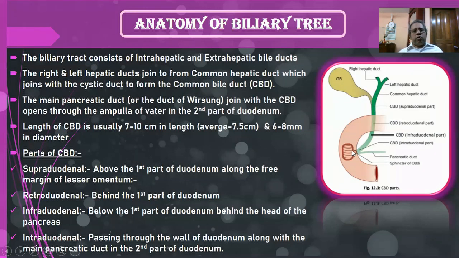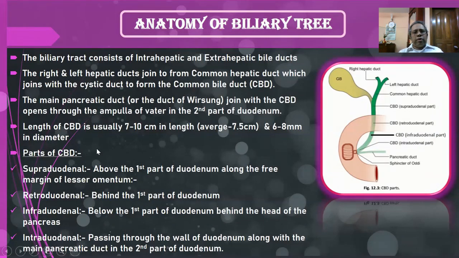The length of the CBD is usually 7 to 10 centimeters, average 7.5 centimeters. That means from the cystic duct joining to the ampulla of Vater, that area is usually 7 to 10 centimeters in length. The diameter is on average 6 to 8 millimeters, that means 0.6 to 0.8 centimeter. In a normal individual, the CBD diameter is 6 to 8 millimeters.